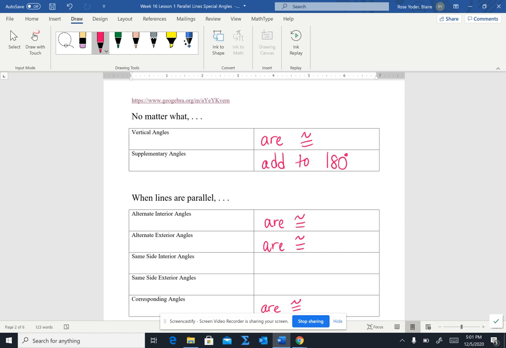Then the same side interior ones and the same side exterior, be careful here. Those are not congruent. Those are supplementary, which means that they add to 180.